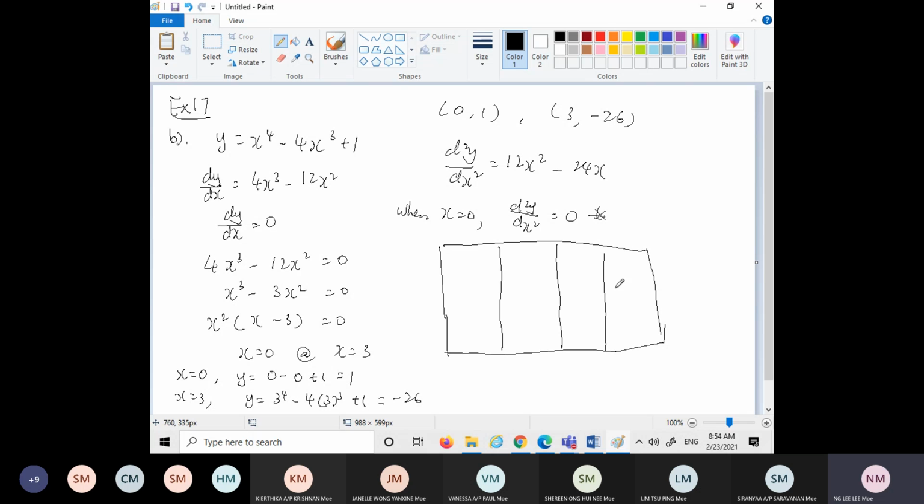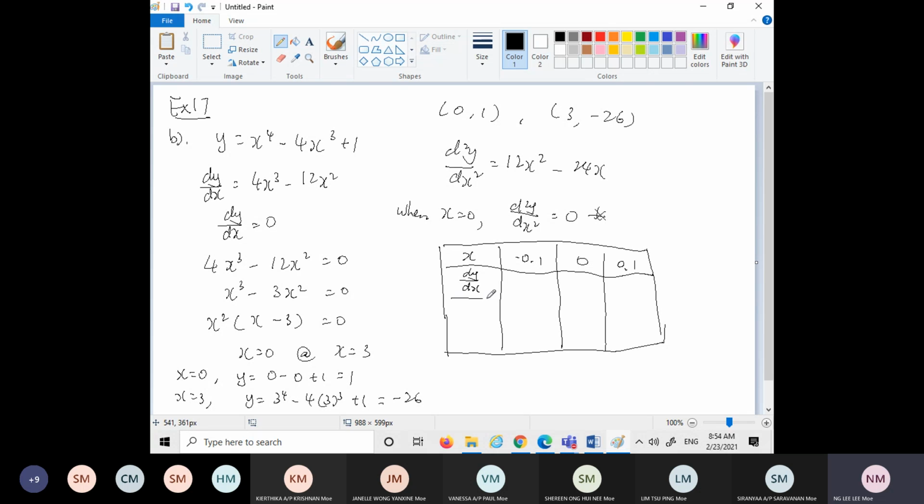Okay, when x is 0, this is the x value. Then you choose a point a little bit to the right of 0. The textbook chooses 0.1, and a point a little bit to the left-hand side of 0, so negative 0.1. Then you test the dy/dx.